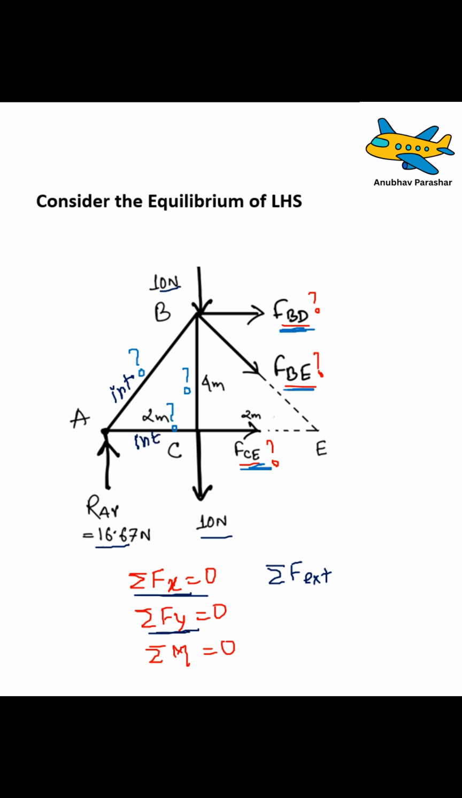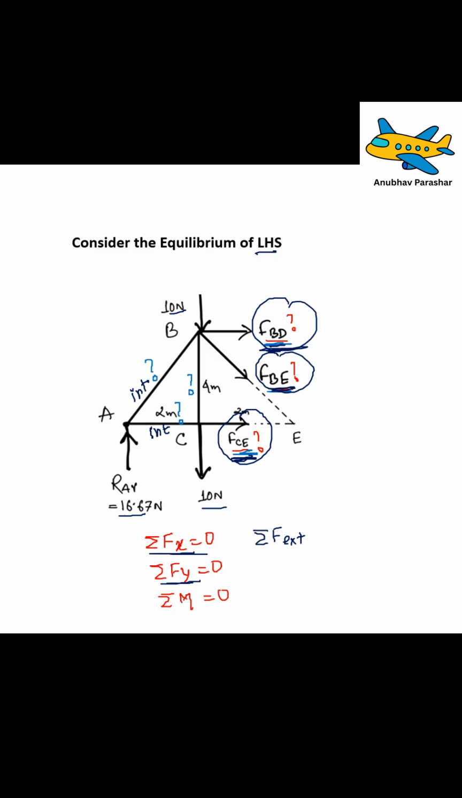Sir, but if they are internal, how come these are external? Now, try to understand this point. Once you cut down the truss into two parts, the left hand part and the right hand part, these are no longer internal forces. The BD, BE, and CE are no longer internal forces. Yes, if you have considered the entire truss, they were internal. But once you cut it into two halves, these are no longer the internal forces.